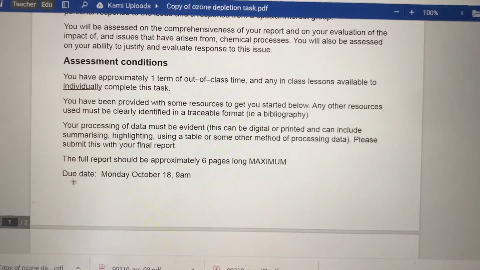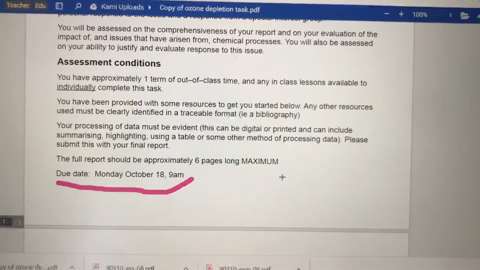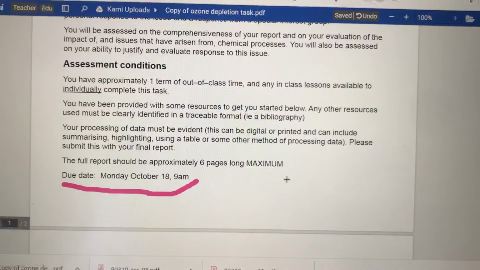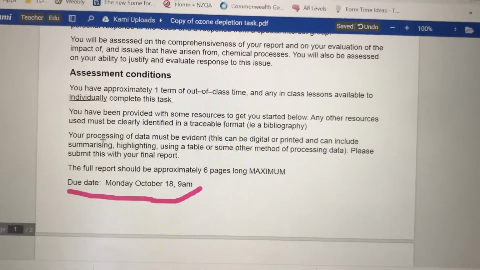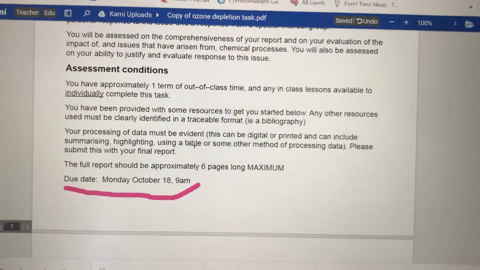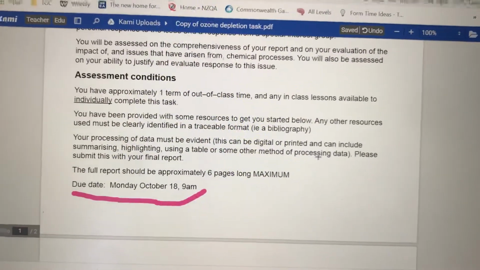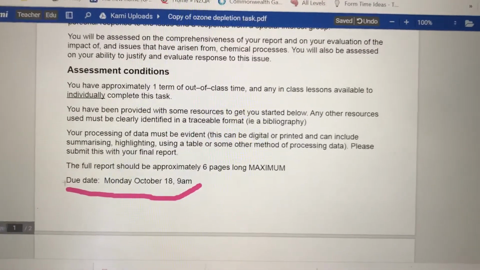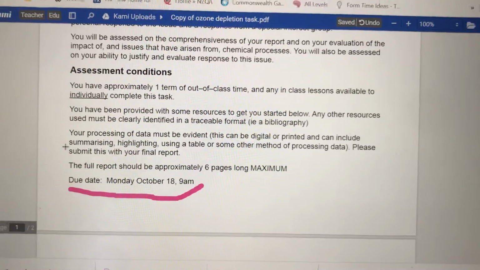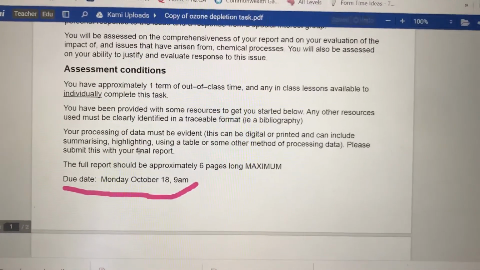It is due on Monday, October the 18th, which I believe is term 4, so you do have the next holidays to finish this up as well. You must process your data. You can do this digitally or by printing the information out. And you should understand what processing means now. Basically it means you have read the information and you are trying to put it into your own words.